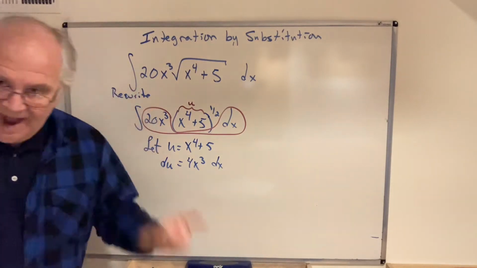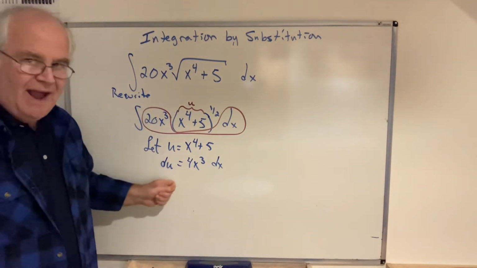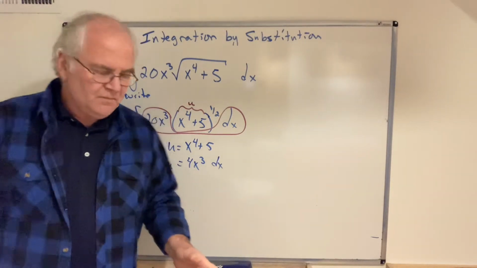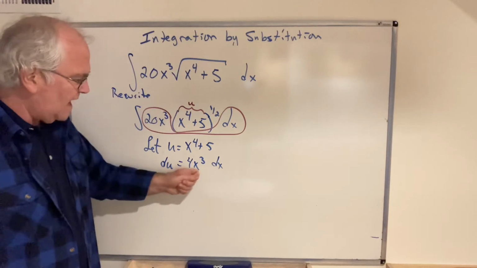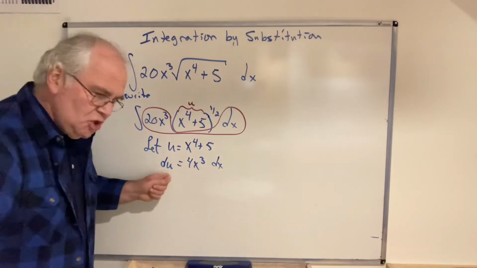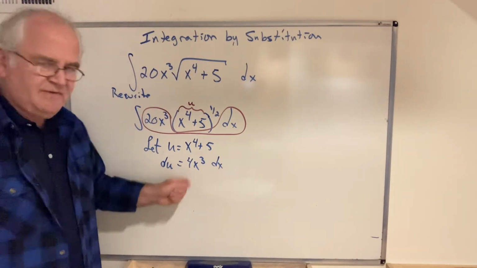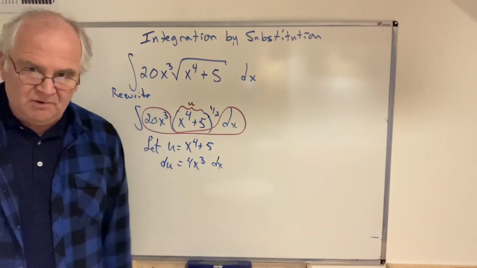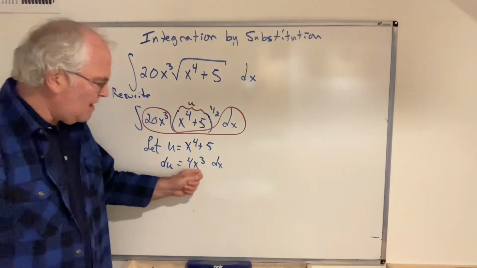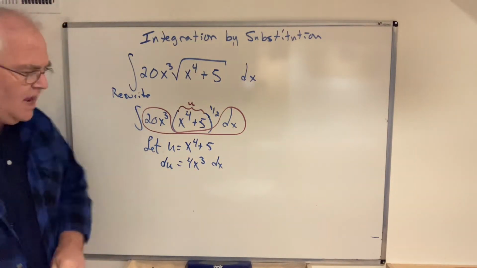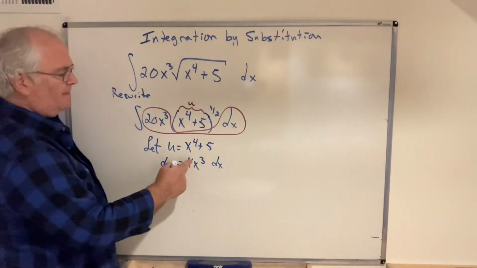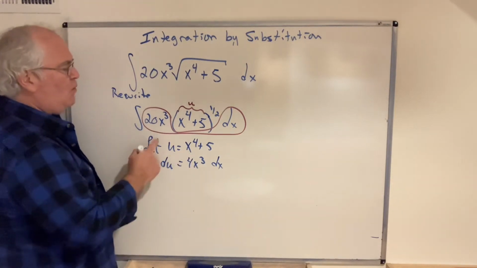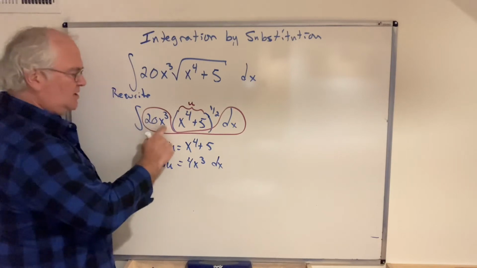You may not multiply both sides by x. Students try it, it's never correct. You may not multiply both sides of this by u. You may not multiply both sides of this by t. You may not multiply both sides by any variable. You may multiply both sides by any constant. And so the question is this. We have 4x to the third. We want 20x to the third.